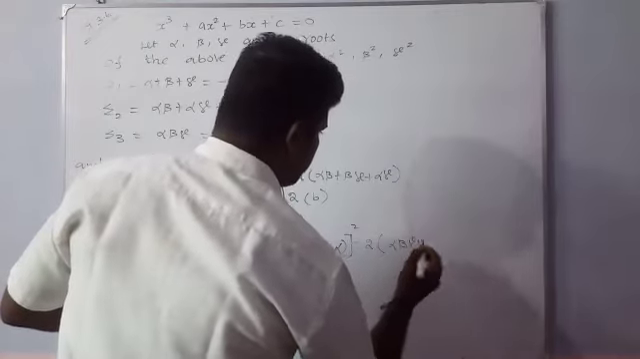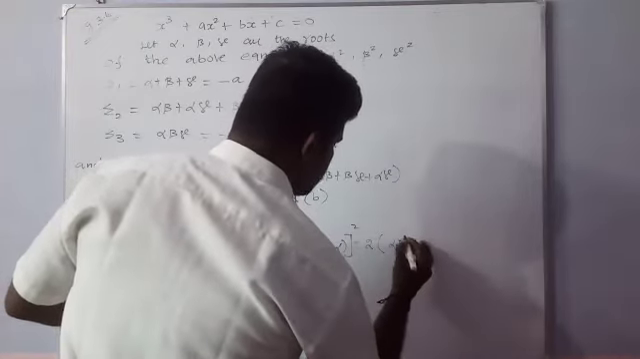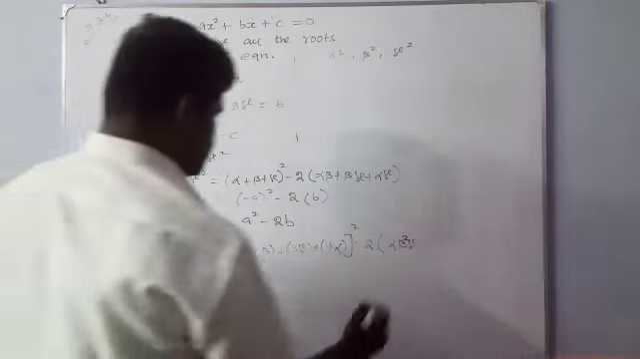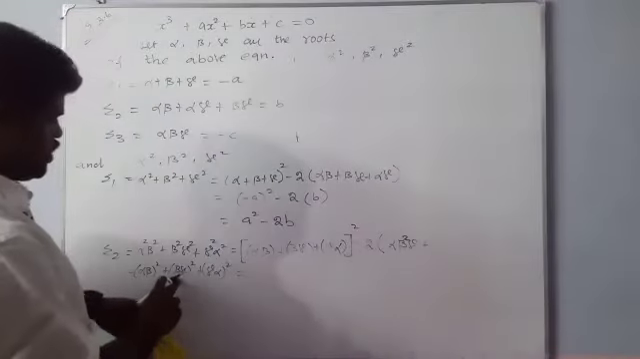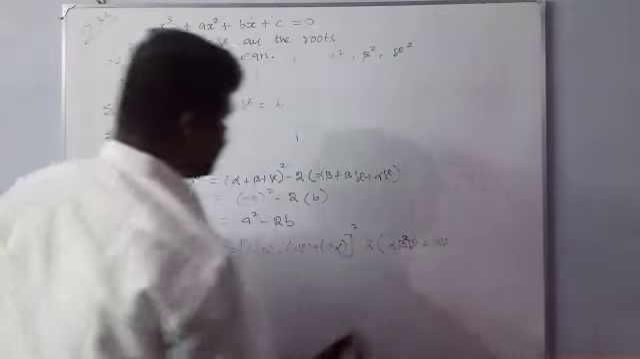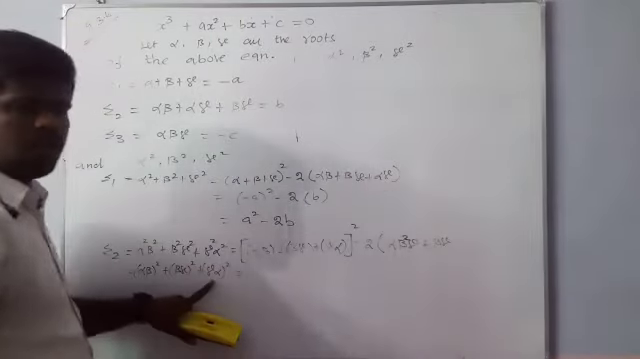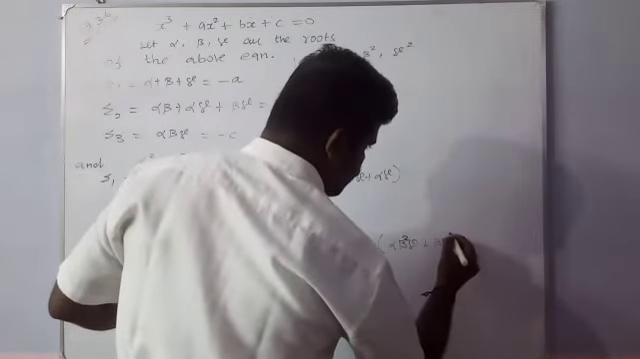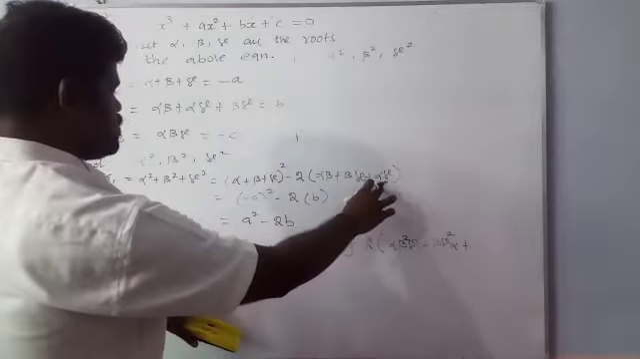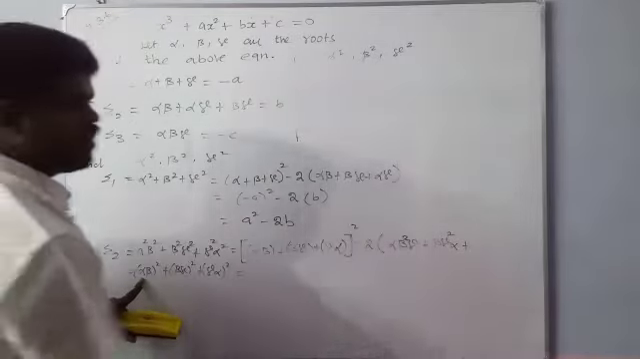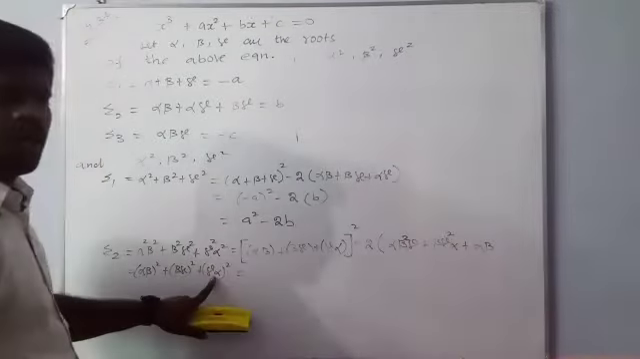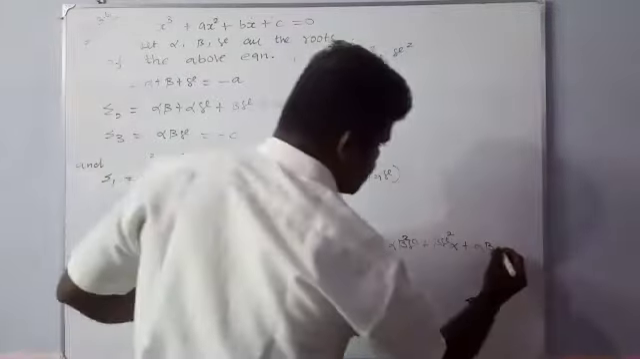Beta gamma means beta square gamma. Next, plus this value. Beta means beta gamma, and gamma means gamma alpha. So gamma alpha means gamma square alpha. Plus this value, alpha replaced by alpha beta, and gamma replaced by gamma alpha. Gamma alpha means alpha square.